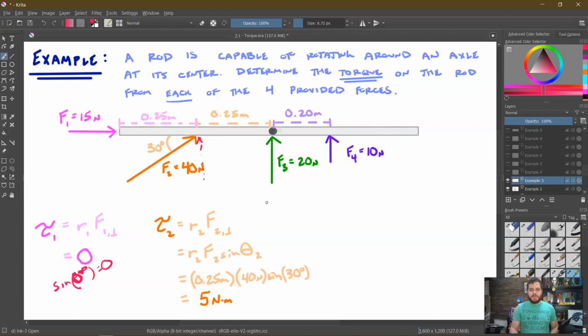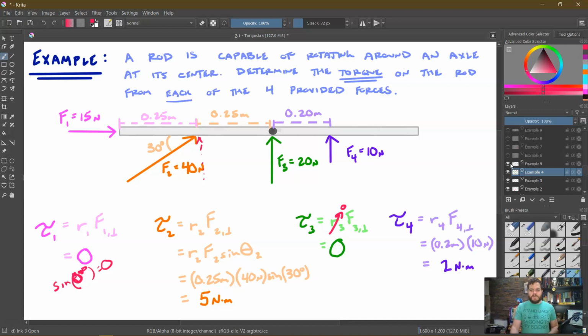All right, now let's look at the third one. If I look at the third one, I'm once again going to get a torque of 0. I think a lot of you will recognize that because it's not going to cause the object to spin. The lever arm right here is just 0. I'm not applying it to one side or the other. I'm applying it directly at that axis. So the torque here would be 0 as well. And lastly, for the fourth force, I would get R4 F4 perpendicular, but this one is fully perpendicular, so I don't need to worry about any angle. It's just 0.2 meters times 2 newtons, or a torque of 2 Newton meters.